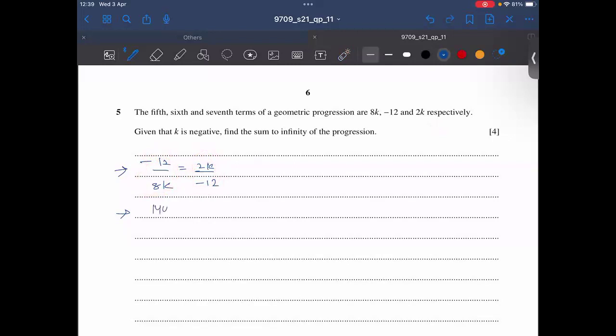So it's going to be 144 equals 16k squared. So k squared is going to be equal to 9. k is going to be equal to plus or minus 3. Is it clear or not?